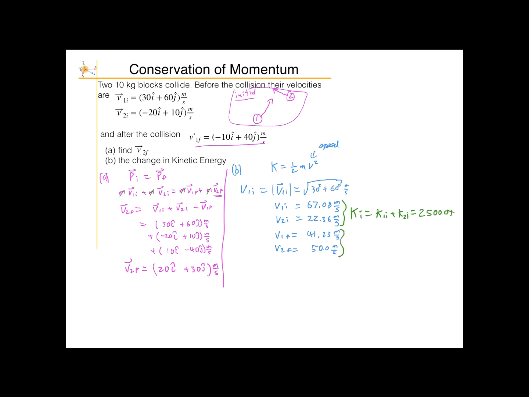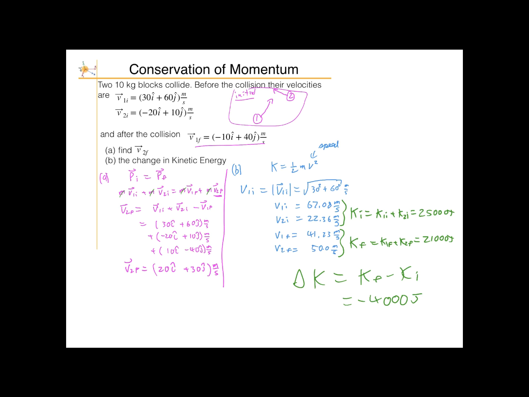And when I do it for final, K final, it would be K1 final plus K2 final. That works out to about 21,000 joules. So the change in kinetic energy will be the final kinetic energy minus the initial kinetic energy, and that works out to about minus 4,000 joules. So this is not an elastic collision, because the energy got lost during the collision.